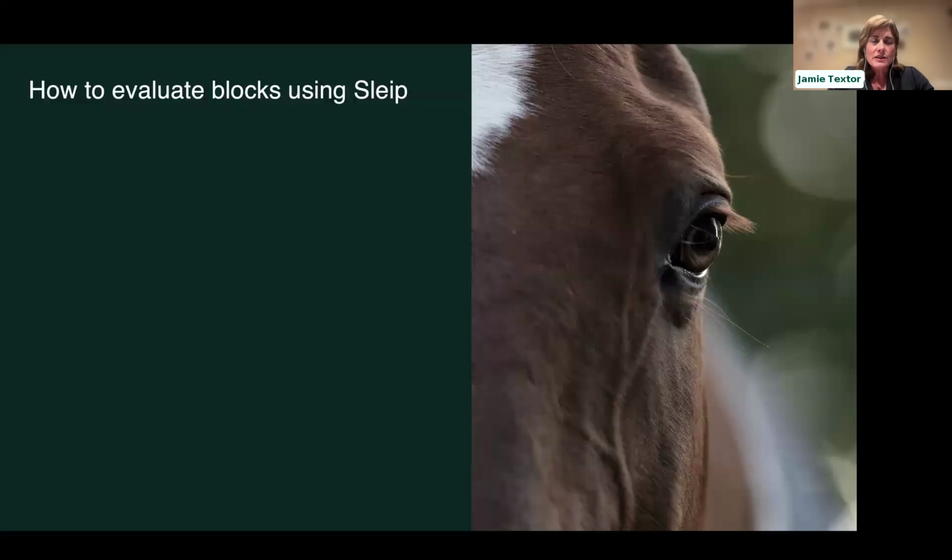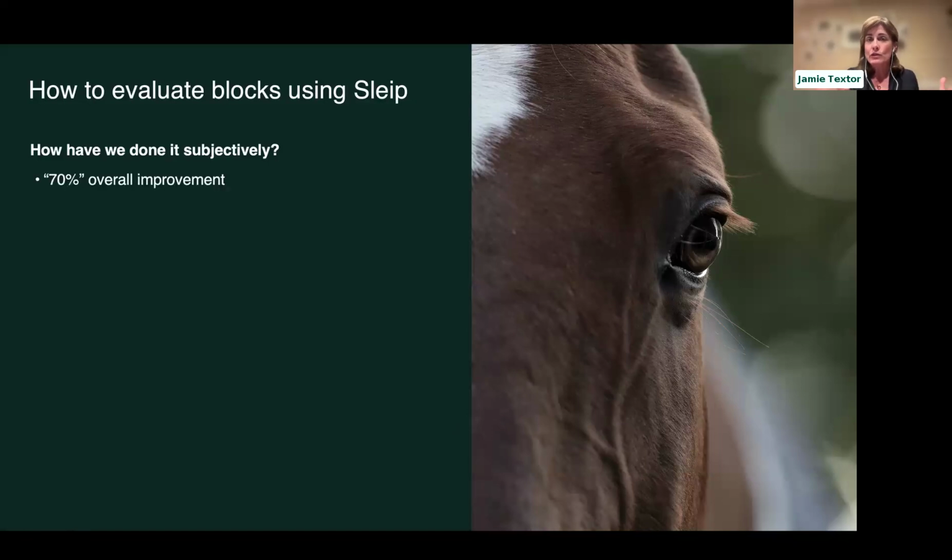All right, well, before we start though, let's talk about what we've been doing, right? Historically, what do we do now? What do we do when we're not using objective gait analysis to evaluate blocks? Conventionally and historically, we are doing things subjectively. We're doing the best we can before we had this technology available to us. And so we eyeball it, right? And we look for improvement.